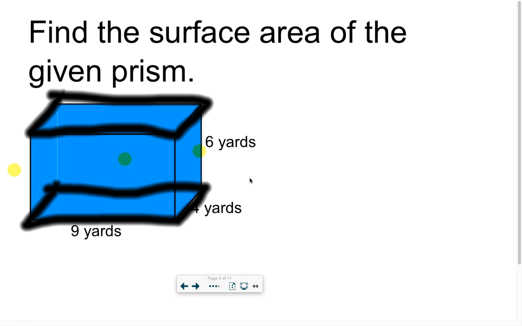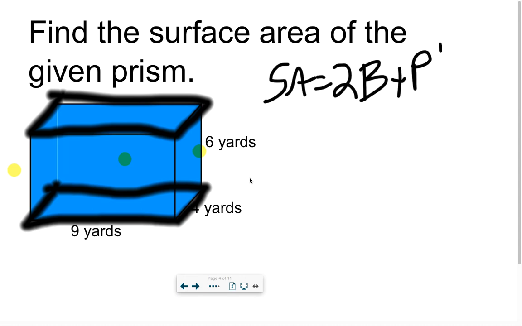Step 1, we're going to write down that formula every time, so that way we can start memorizing it. SA equals 2 big B plus big P little h. That's the main formula. Now, some way, shape, or form, we're going to go off to the side and start doing some work.